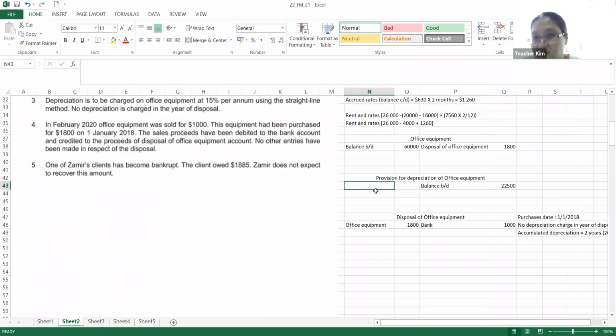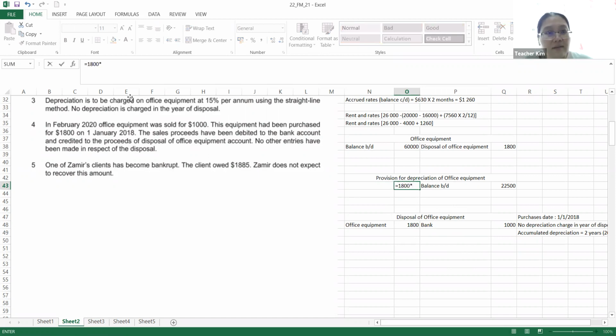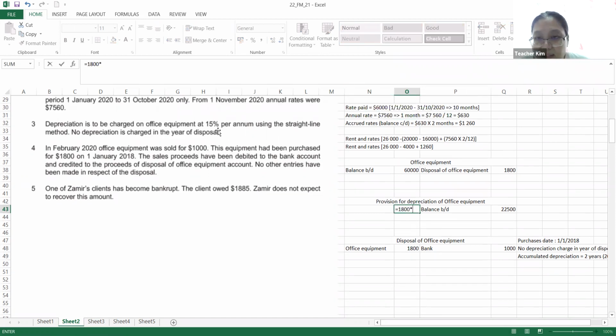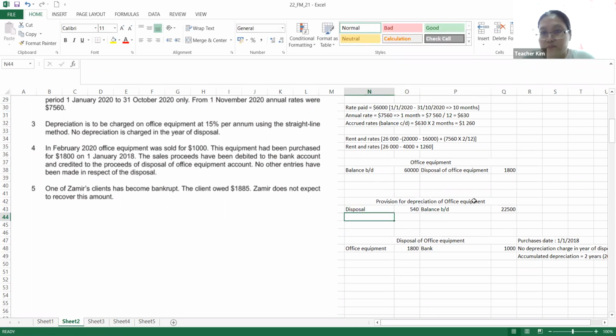Okay, because we need to transfer from here into here. So we use the 1,800 times, according to it is a straight line method, 15%. And this one has been used for 2 years. So times 2 years. So 540. So here, disposal. And here, provision for depreciation.